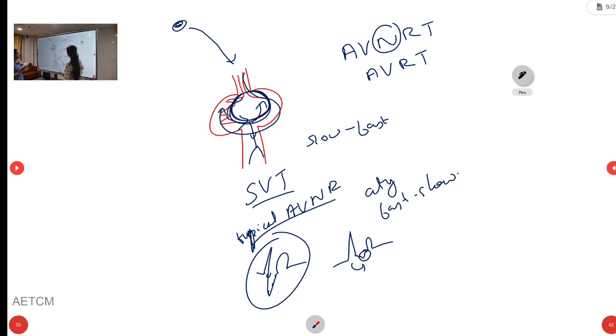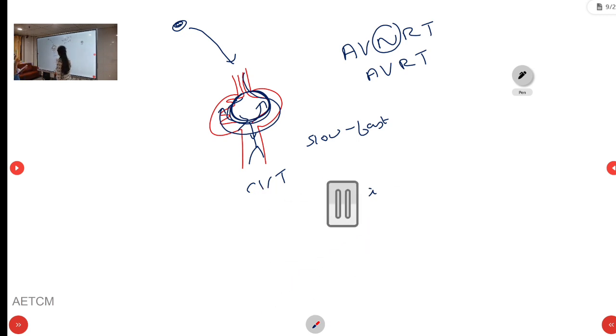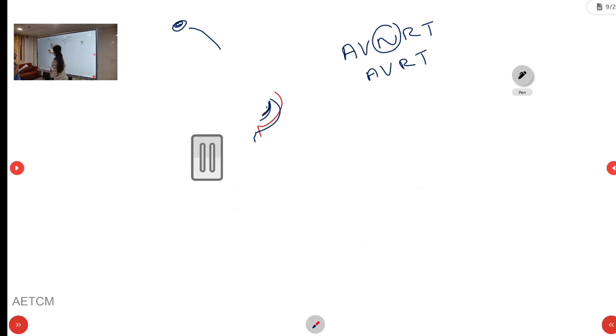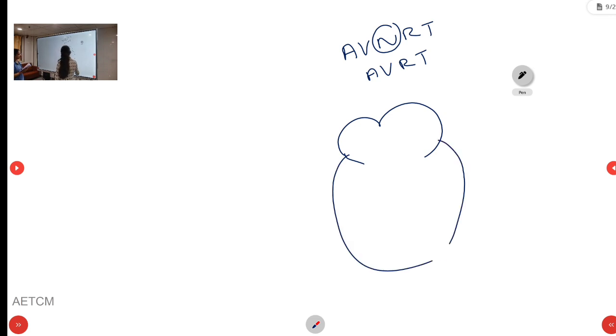Okay. Then what is AVRT? AVRT is triggered by a premature atrial or a premature ventricular impulse. It's also a re-entry kind of circuit, but outside the AV node. Okay. So what will happen there? This is our heart. Usually the SA node will stimulate the AV node. So that is a normal conduction.